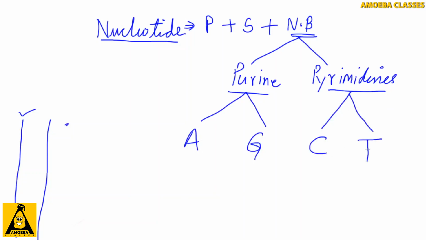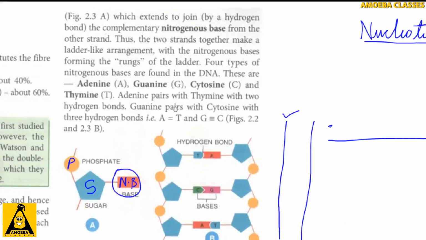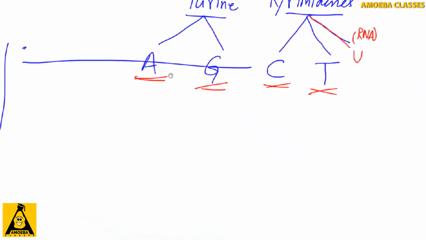Now if you want a little extra knowledge about pyrimidines, there is one more pyrimidine, and that is U. This U is basically found in RNA, not in DNA. And right now we are discussing DNA, so we have only 4: A, G, C and T. A is adenine. Adenine, guanine, cytosine and thymine. Don't worry about the spellings. So these are the nitrogenous bases.